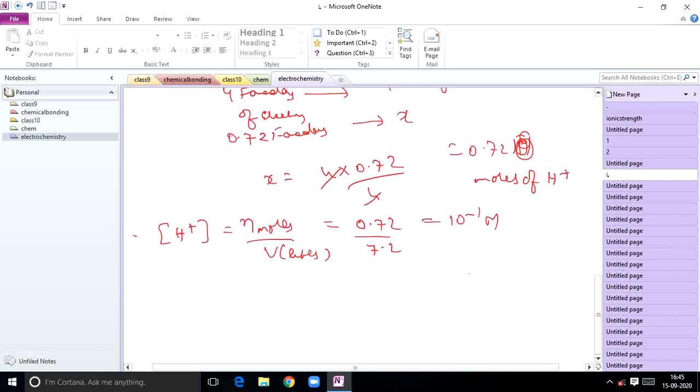So next, pH is equal to minus log of H plus base 10. That is equal to minus log base 10 of H plus, how much? 10 power minus 1. So that is equal to 1. Right, that is the pH. You can do in this manner, students. Next question.